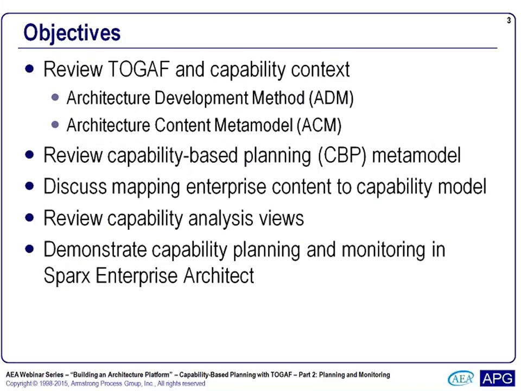So what we're going to do here is a quick review of some of the highlights of what we talked about last time. We'll review a little bit of TOGAF, the ADM, and the context capabilities have within the framework, particularly in the development method and the content metamodel. We'll review the tailored capability-based planning metamodel, talk about how we can use it to map enterprise content to it, such as business processes and applications. Take a look at some of the different ways we can analyze the content related to capabilities once we've done that mapping, and then demonstrate how we can do some of this planning and monitoring in some of the available commercial tools.